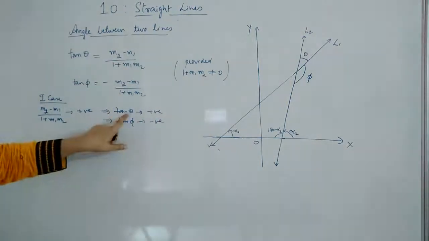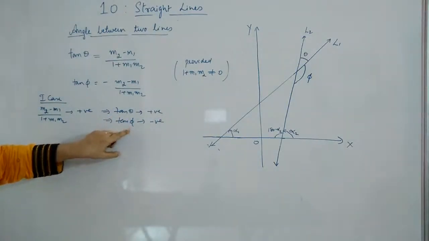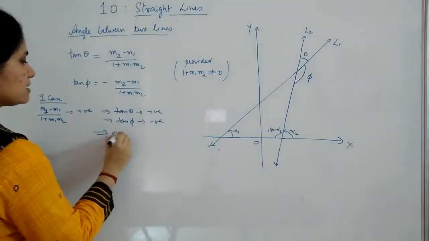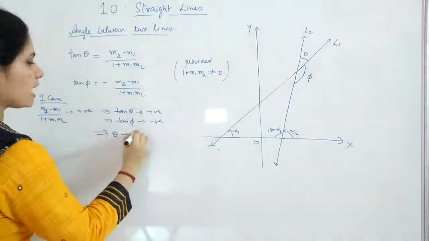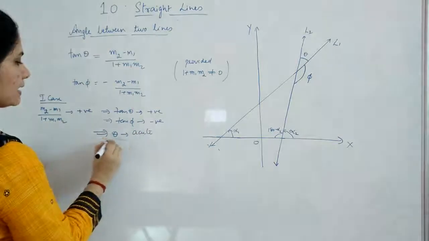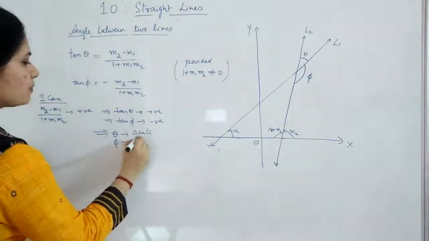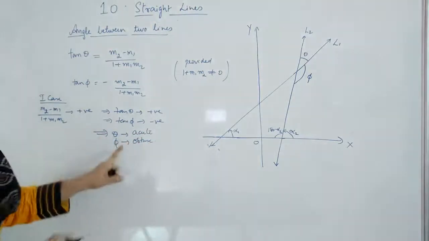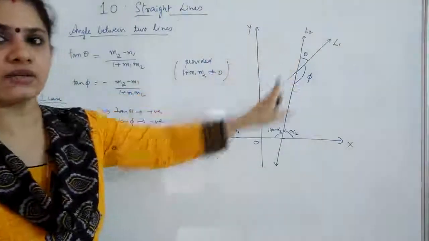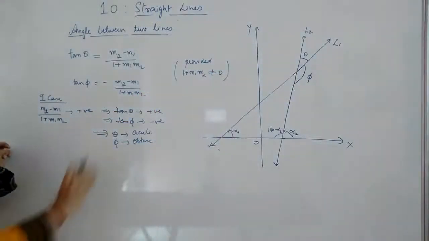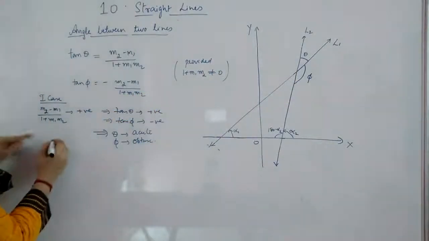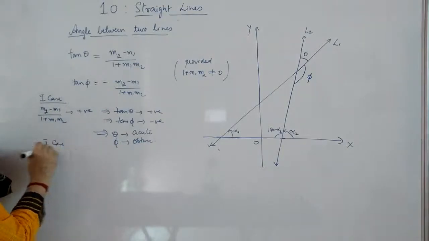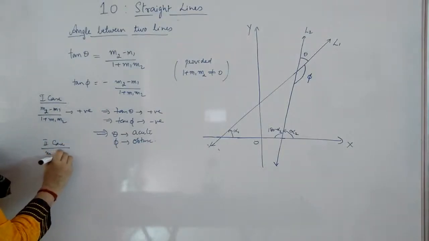Now tan theta positive and tan phi negative implies that theta is your acute angle and phi is your obtuse angle. So already we have discussed that one will be acute and the other one will be obtuse angle for the adjacent angles. Okay.